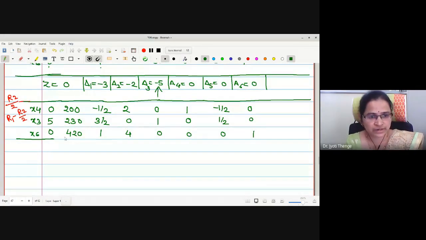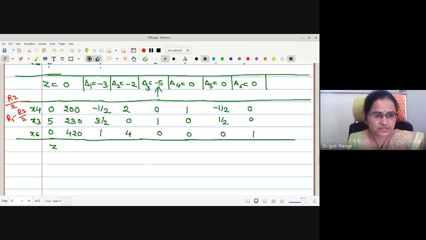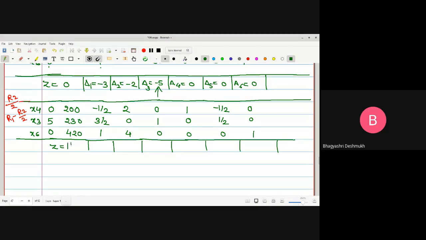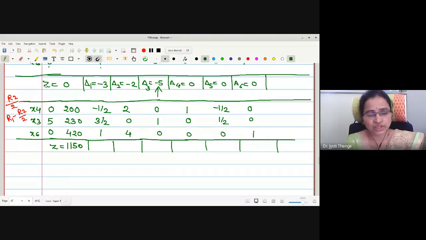Now we will check Z. What is the value of Z at this stage? Yes, students, what is the Z? CB into XB: 0 into 200 is 0, plus 5 into 230 plus 0 into 420. What is 5 into 230? 5 into 200 is 1000, so 1,150. Whether the value increases? Yes, it is increased.